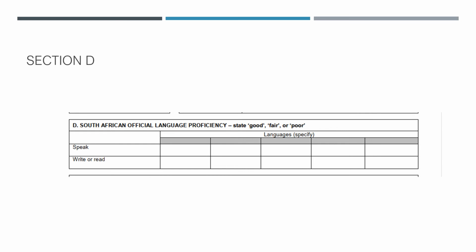So let's say the first language, which might be your home language, for me that would be Pedi, so I'll put Sepedi there, and then I'll have my English second, and then isiXhosa, and then isiZulu, and then maybe Afrikaans at the end. And then you'll just have to indicate under speak on the right and say either you are good or you're fair or you're poor in that language.